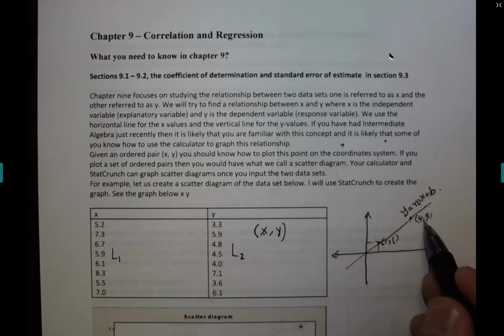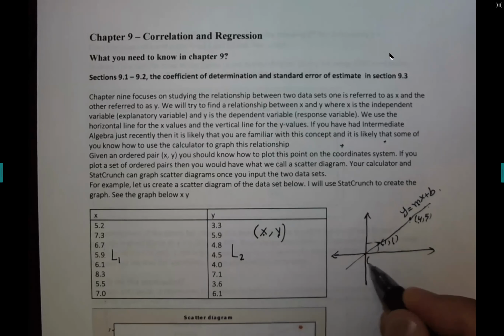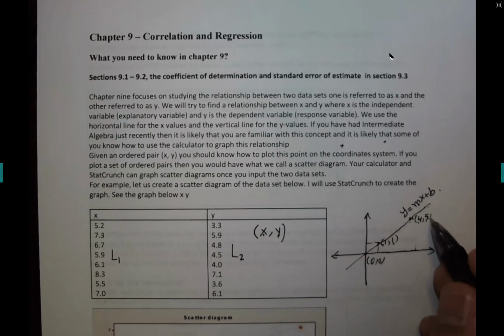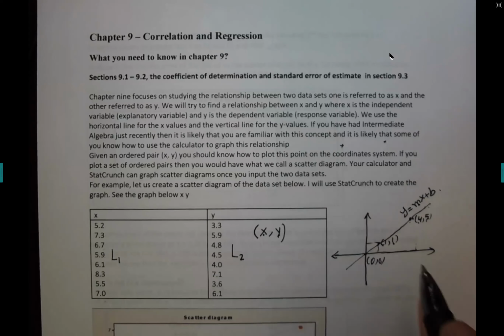How do I get to 4, 5? I start at the origin, guys. And you go 4 units to the right and 5 units up in order to get the point. If this was 4, -5, you would go 4 units to the right and 5 units down. So this is what xy is.